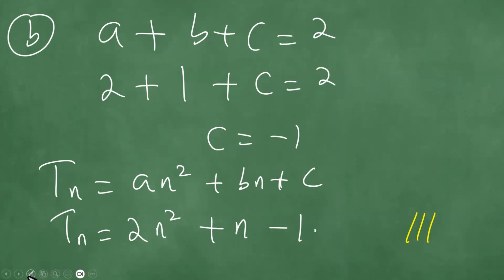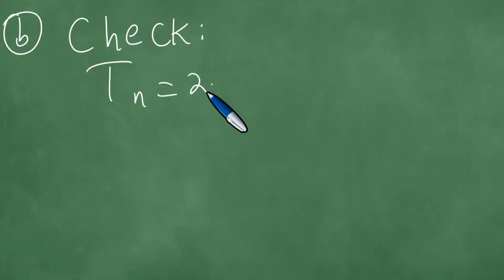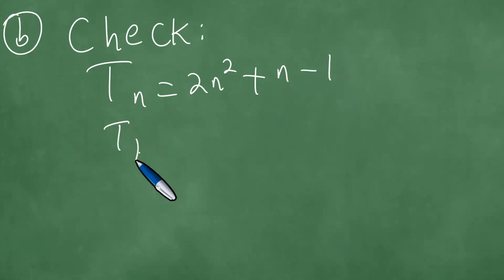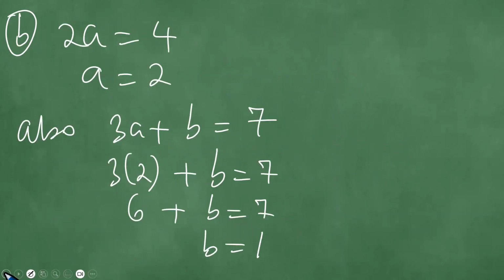Okay, now we can do a check. The examiner did not ask us to check, but we can do a check in part B. How do you do a check? We got that Tn equals exactly 2n squared plus n minus 1, so that T1 is 2 times 1 squared plus 1 minus 1, which equals 2. T2 in this case equals k. Remember that T2 equals k, and we remember that k is 9.